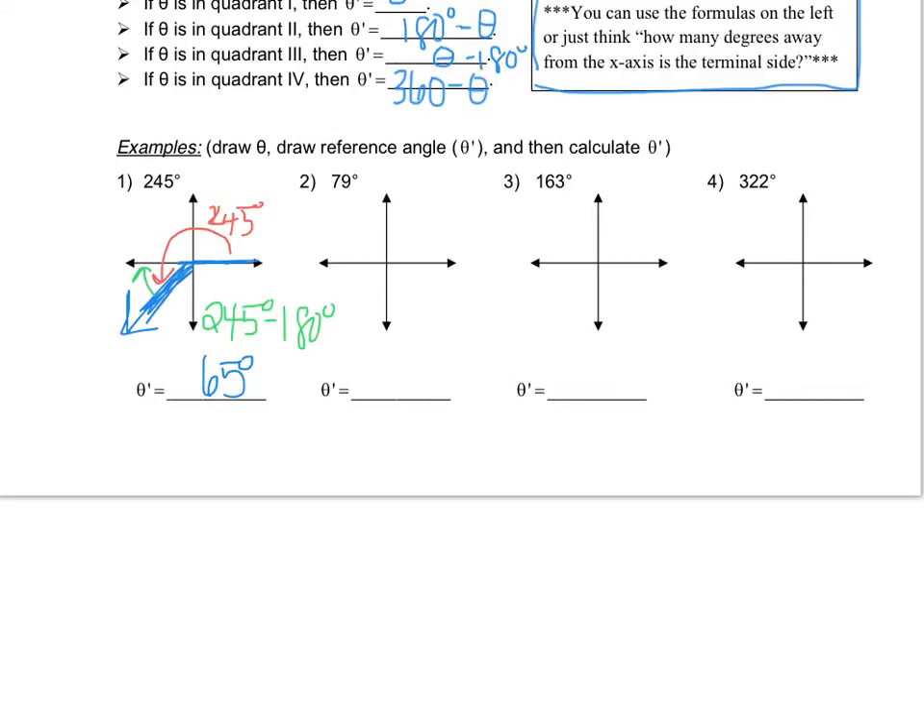Okay. So once again, when you're finding the reference angle, it's how far you are away from the x-axis. Okay. So you can memorize the formulas. When you're in quadrant 3, you take theta and you subtract 180. Or you can just figure out how many degrees you are away from the x-axis. Okay. If we look at the second example, we're in quadrant 1. And when we're in quadrant 1, the reference angle is the same as theta. So 79 degrees.